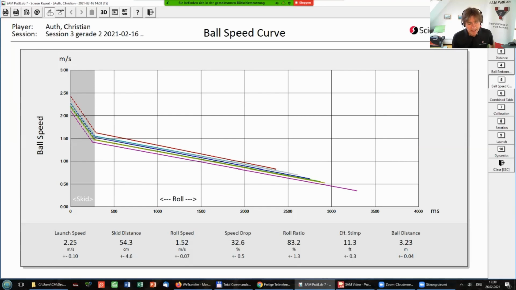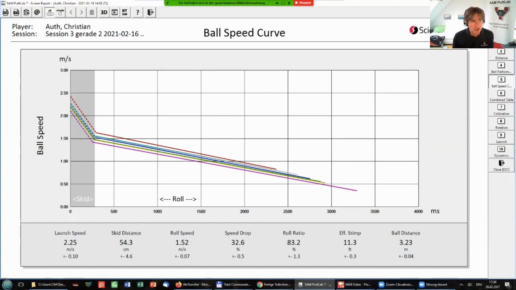And now, based on this raw data, we can calculate the skid phase, which is gray here. We can calculate the speed drop, which you see here. We can calculate the roll phase and the roll speed and the roll ratio and the effective stimp. So this data can be directly calculated out of this raw data coming from the ball tracking system.